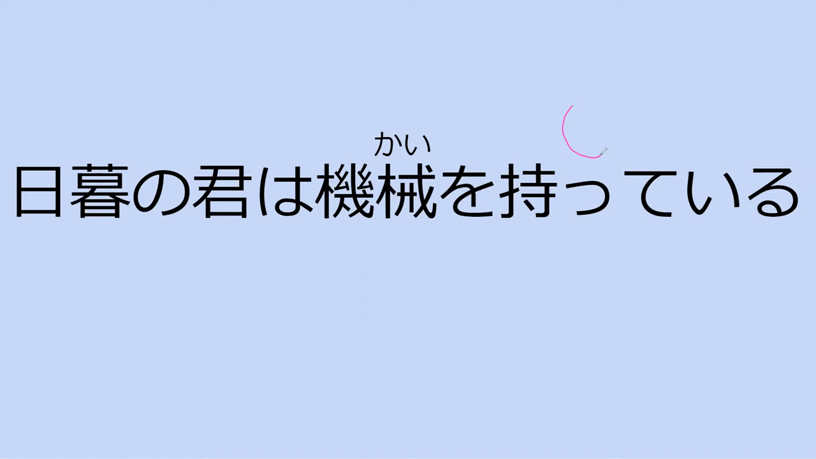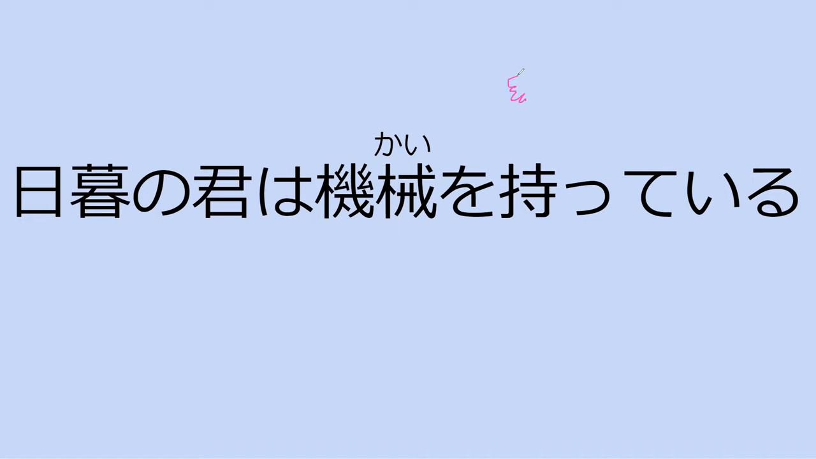Specifically, motteru tends to be used for having something in your possession versus necessarily just holding it in your hand. In general, you would use a different vocab word for that, like toridashita or something, even though it does mean to hold. So basically, he has a machine on him. Motteru does mean to hold, but for whatever reason tends to not mean that.